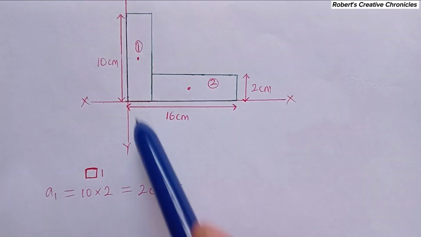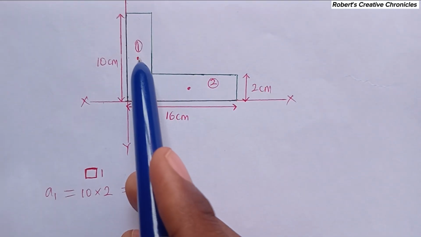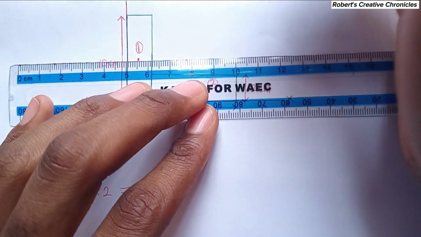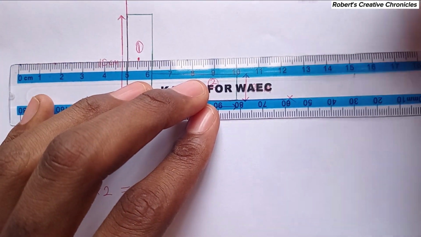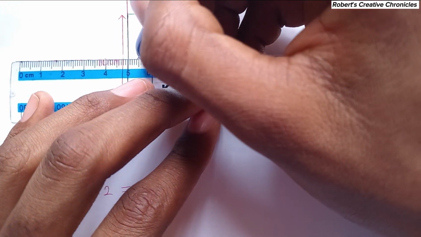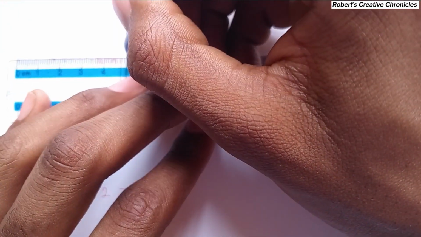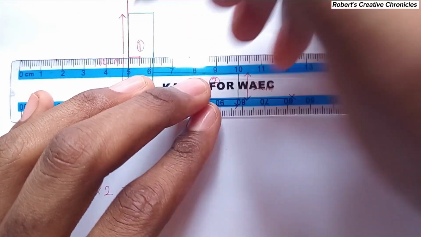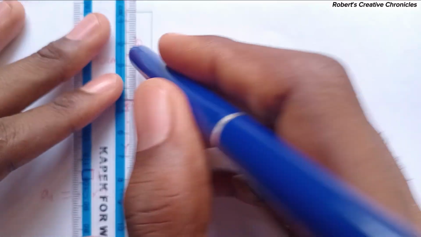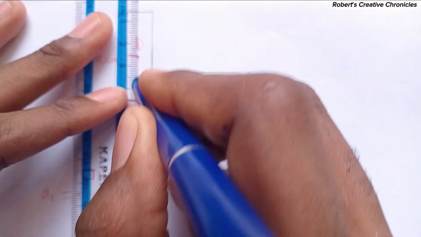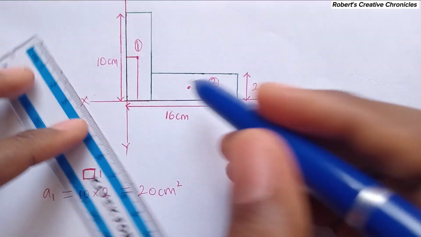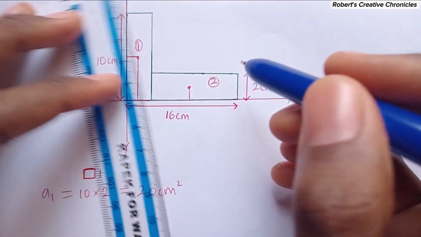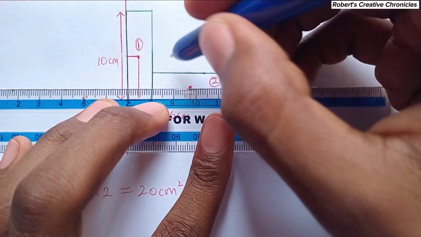Since we are using two reference axes, we are going to find x1, y1, x2, y2. We will find the distance from this centroid to this reference axis, and also the distance from this centroid to the other reference axis. Likewise here and here.